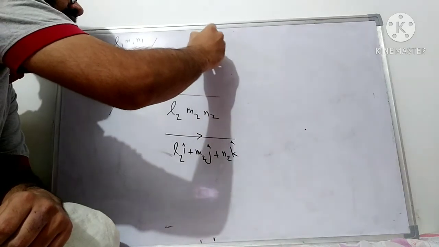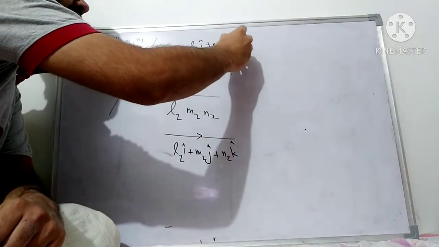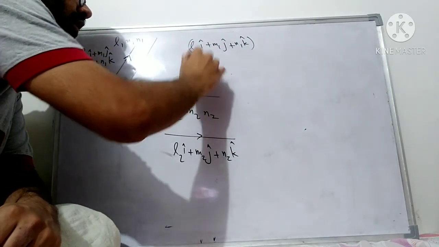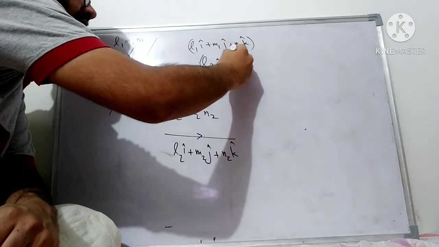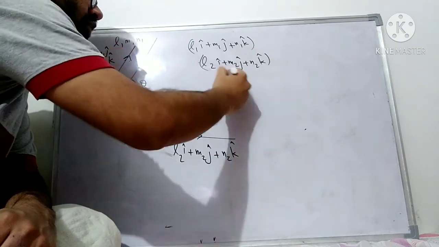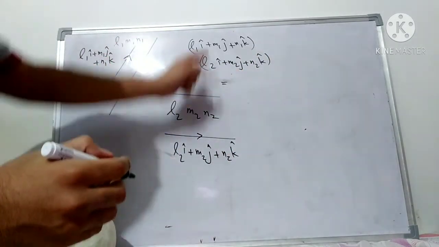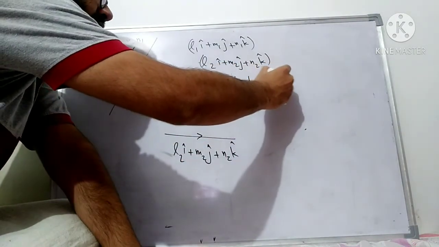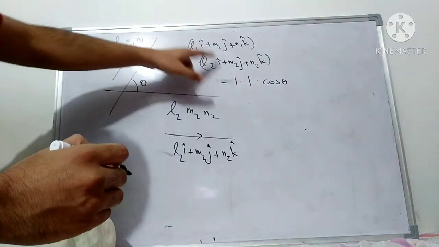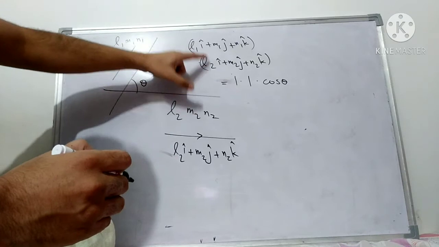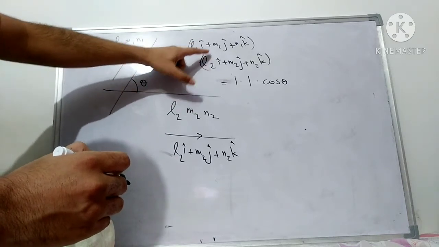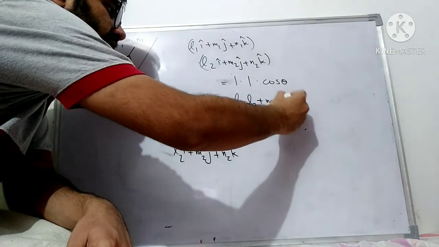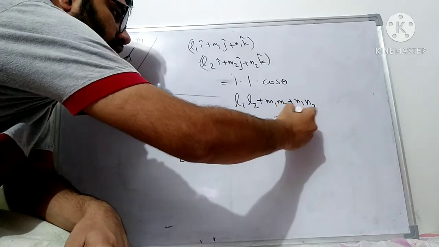So if we take the dot product of L1 i cap plus M1 j cap plus N1 k cap with L2 i cap plus M2 j cap plus N2 k cap. If we take the dot product of two vectors, first we multiply the magnitude of both of them. Both are unit vectors, so their magnitude is 1, and the angle between them is theta, so multiply by cos theta. Now if you take the dot product, we take the product of their same coefficients. So we take the product of their i coefficients, then their j coefficients, and then their k coefficients. So L1 L2 plus M1 M2 plus N1 N2 is equal to cos theta.